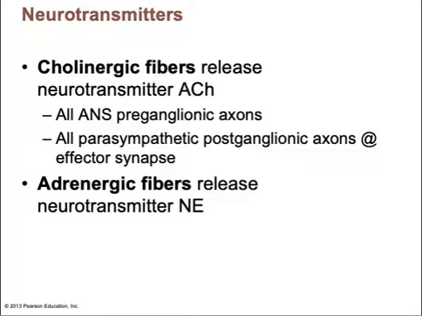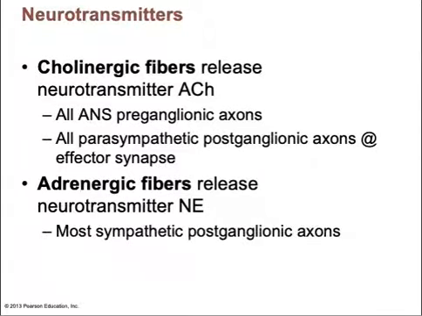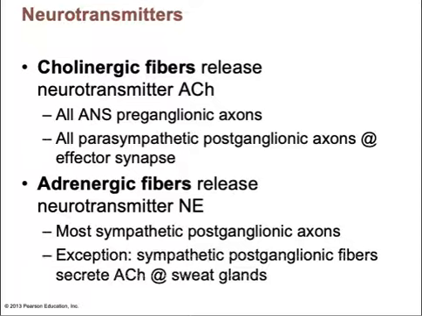Cholinergic fibers release acetylcholine. All autonomic preganglionic axons are cholinergic. All somatic motor axons are cholinergic. And all parasympathetic postganglionics are cholinergic at the effector synapse. Adrenergic fibers release norepinephrine, and those include most sympathetic postganglionic neurons, with the exception of sympathetic postganglionic fibers that secrete acetylcholine at sweat glands, and that causes them to increase sweat production.